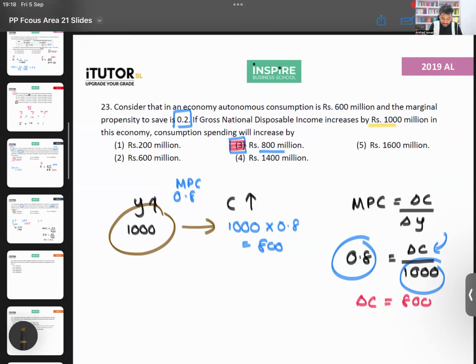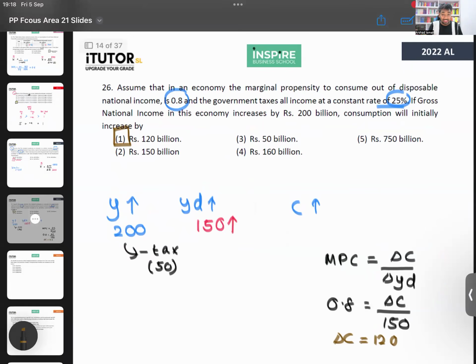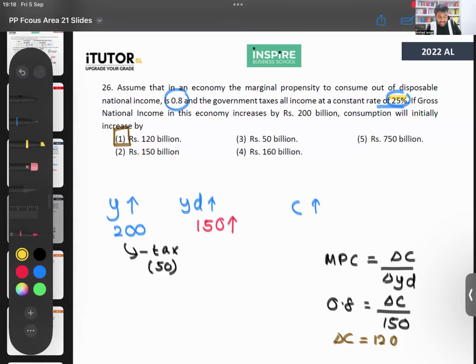But in this question, there is a tax. Income is increasing by 200. Now, if it was like the previous one, then 200 into 0.8. But there is a tax. Even though your income increases by 200, you have a 25% tax you have to pay. So that is 50. After paying the taxes, your disposable income will increase only by 150. That is the one that will affect your consumption.